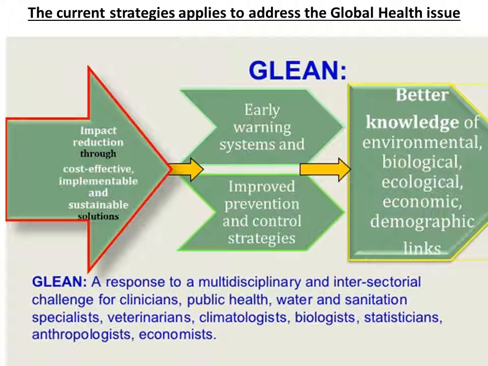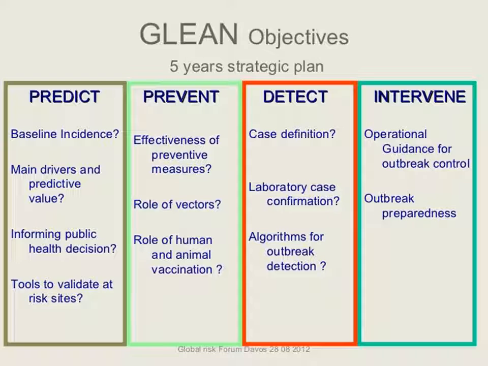Now, GLEAN has 4 strategic pillars, which are used to mobilize the national and international partners in research and development institutions. They look at prediction, detection, prevention, and intervention. Prediction looks at defining the main drivers of transmission. Detection, identifying the cases early. Prevention, assessing the effectiveness of preventive measures. And intervention, working on preparedness and control operational guidelines.